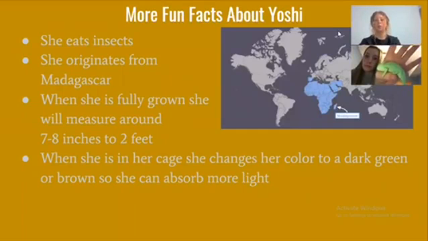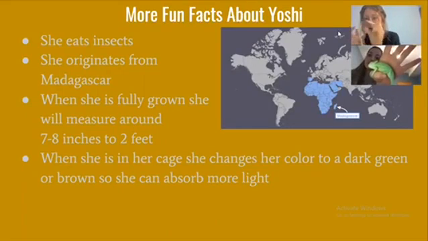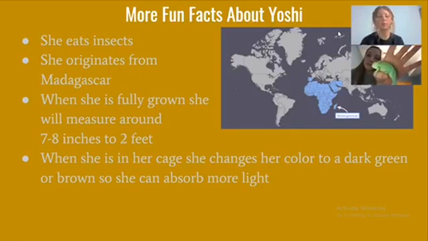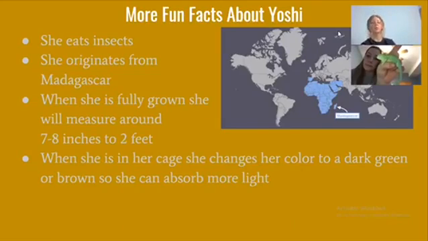Chameleons can eat insects, but we feed her mealworms. They're about this long, super thin little brownish gray worms that she eats. Chameleons originate from Madagascar. When Yoshi is fully grown, she can be up to 2 feet long, including the length of her tail. She has a pretty long tail. When she's in her cage, she can change her color to a dark green or brownish shade, and she can absorb light.